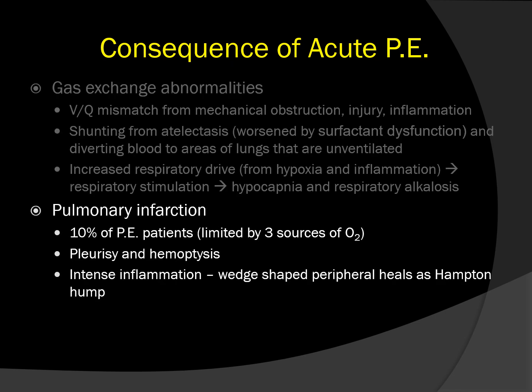The next consequence of acute pulmonary emboli is a pulmonary infarction. This is seen in about 10% of patients with pulmonary emboli. The reason we think it's not seen more often is that the lungs are protected by three different sources of oxygen. First, there's the pulmonary artery. Although it's venous blood in the pulmonary artery with saturations of 70%, there's still a fair amount of oxygen going to the lungs in the pulmonary artery.